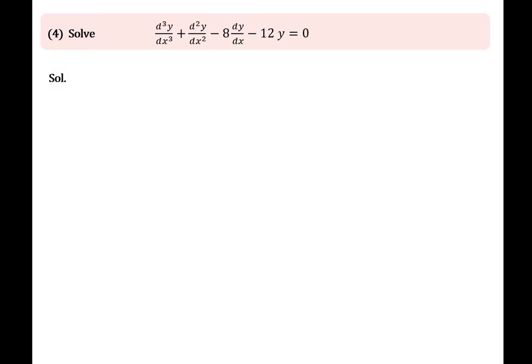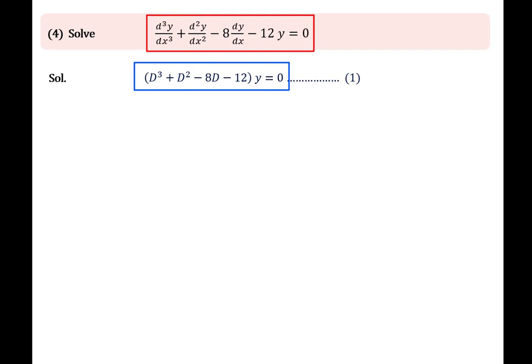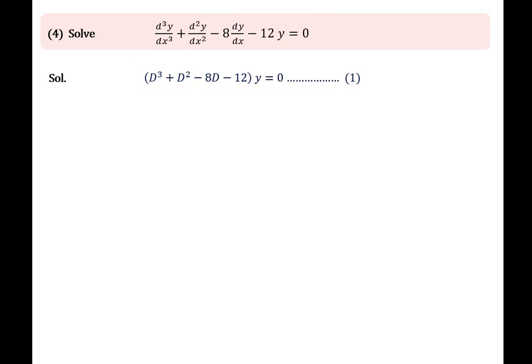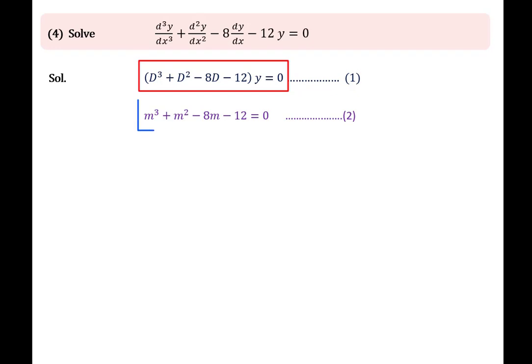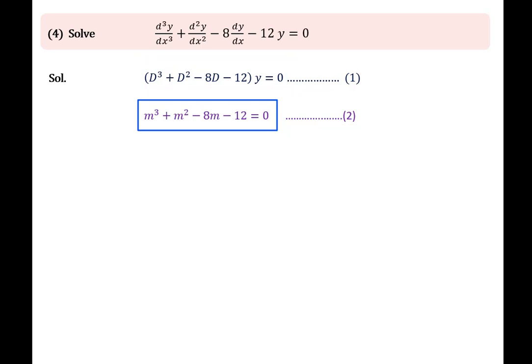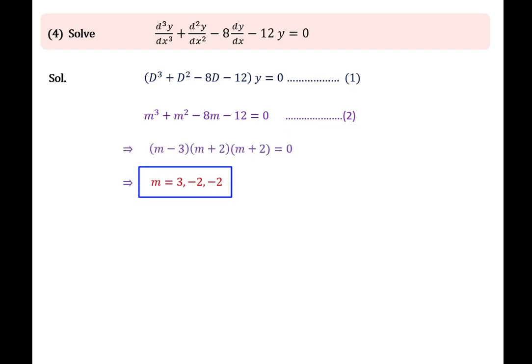Next question. The given differential equation can be written as (D^3 + D^2 - 8D - 12) y = 0. Now the auxiliary equation of differential equation 1 is m^3 + m^2 - 8m - 12 = 0, which is a third degree polynomial. So it has 3 roots and the roots are 3, -2 and -2. Here out of 3 roots, 2 are equal and all roots are real roots.